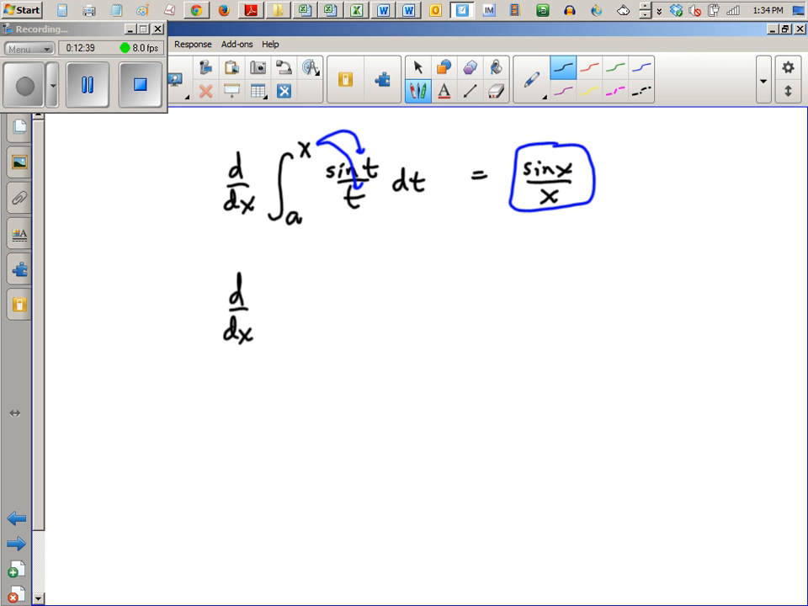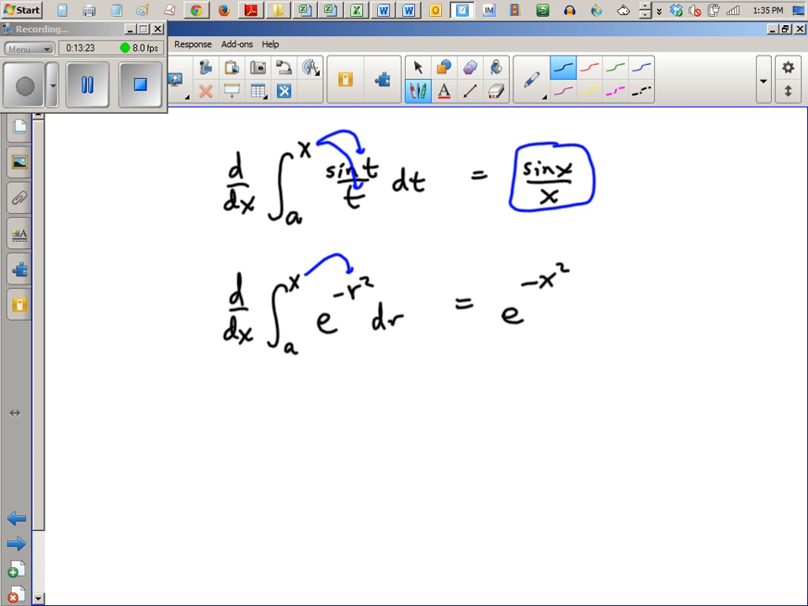d dx of the integral from a to x of e to the minus r squared dr. Okay? A is just some number, like a constant. So you would just literally plug in this x for each r that you see. I only see an r squared, that's all I see. So this just comes out to be e to the minus x squared. That's the answer. It's very simple.